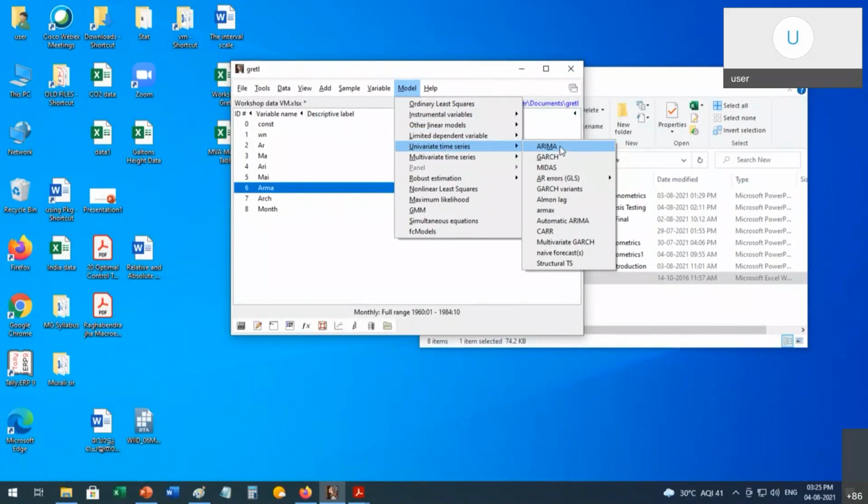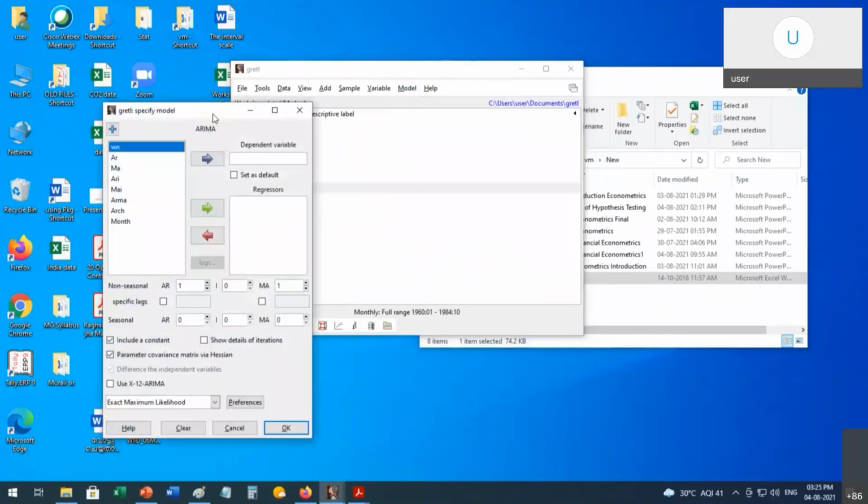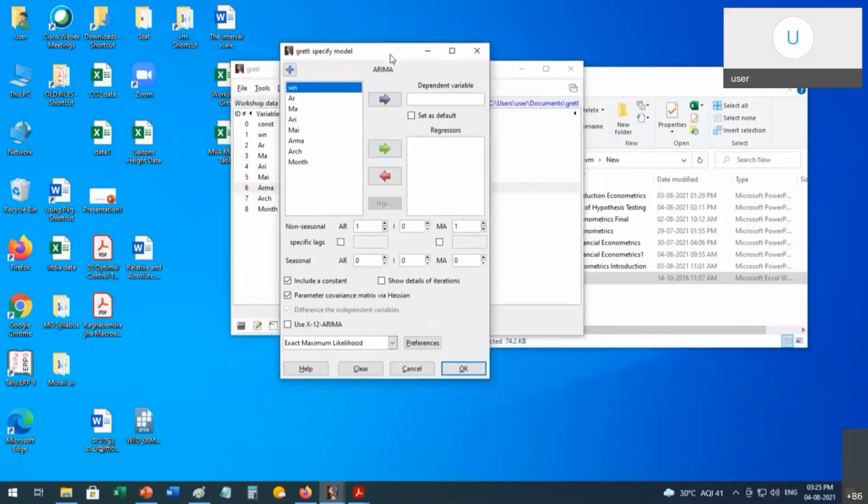I told you earlier, fitting an ARIMA model is a time-consuming trial and error method. Just a feel of that I shall give you by clicking this one. Click ARIMA, and we have this case. So we have to enter the dependent variable, that is ARMA, this one. So we are including this one. We can set this as default.